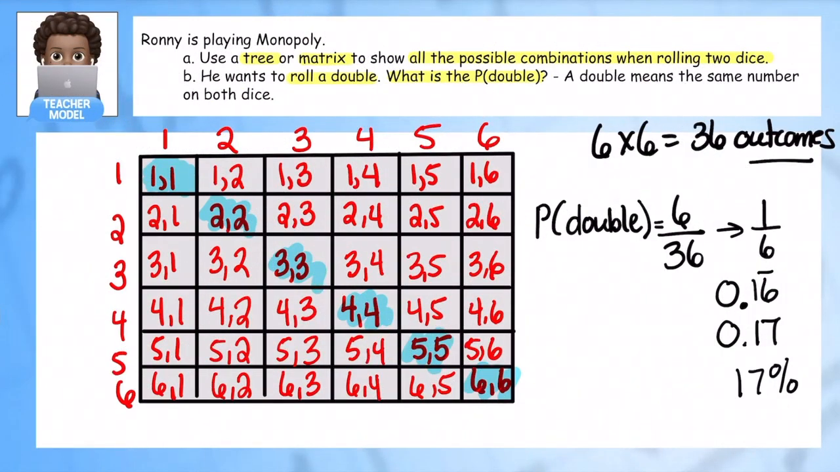Some kids wanted to see the entire matrix filled out, so I'm just back. So hit pause if you wanted to see your entire matrix filled out. I started with this number on the side as the first number, so you'll see they all match this number first, and this was second.